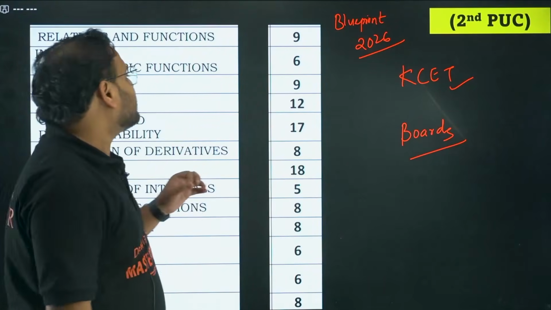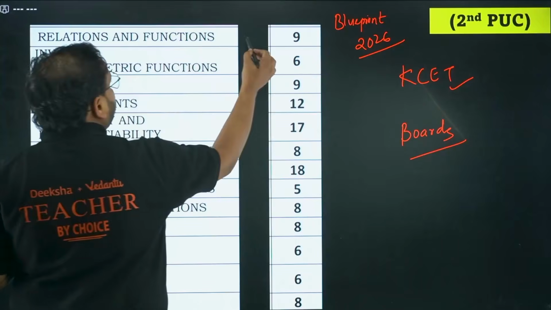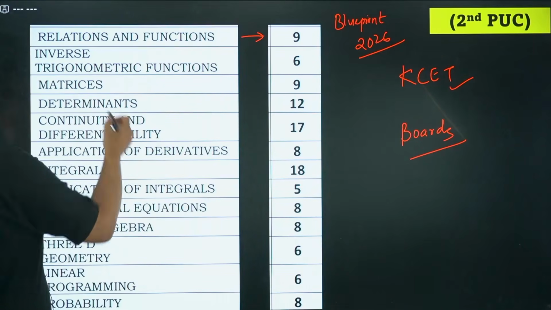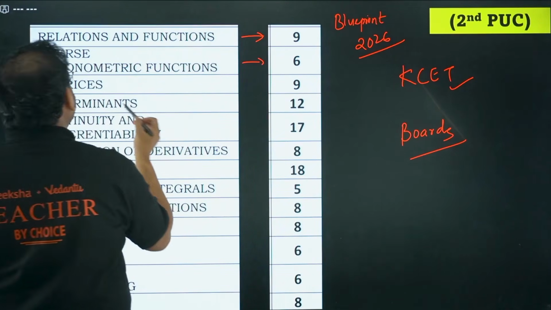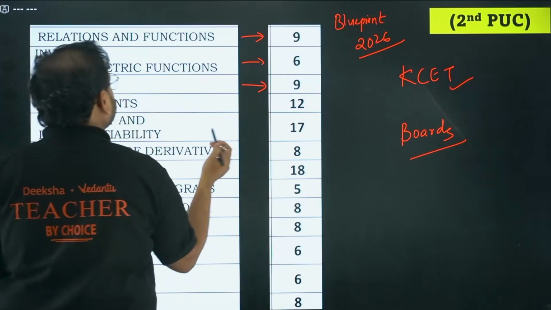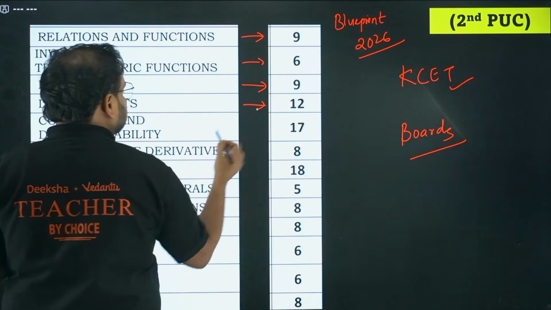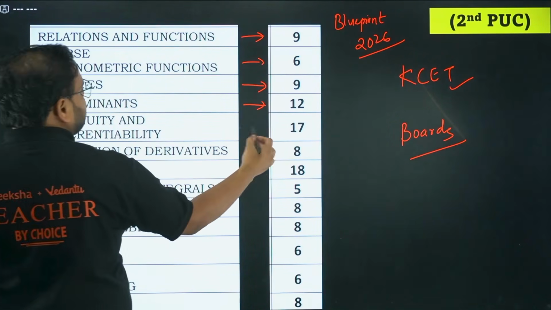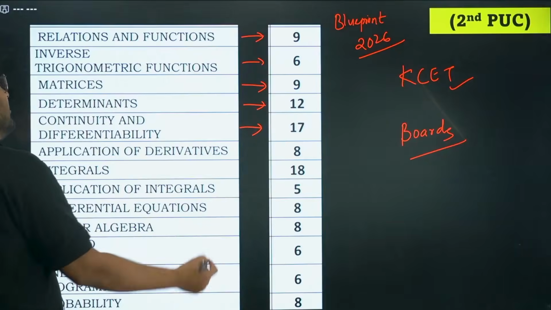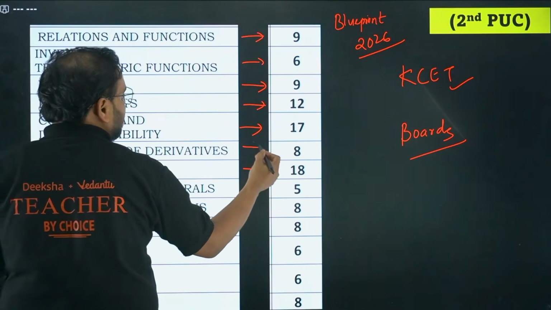In that understanding, if you check, relations and functions has a total of 9 marks worth of questions coming from here. ITF has 6 marks. Matrices has a weightage of 9 marks, and determinants has a weightage of 12 marks. This is the highest weightage chapter, which is also easy, 17 marks. We have integration for 18 marks. We have AOD 8 marks.